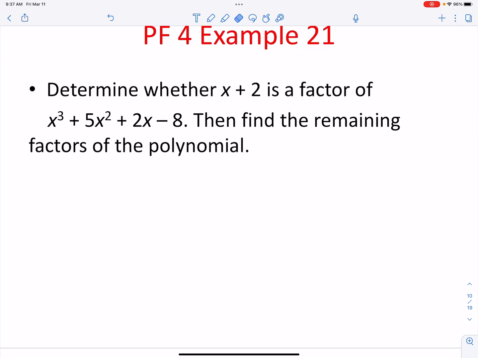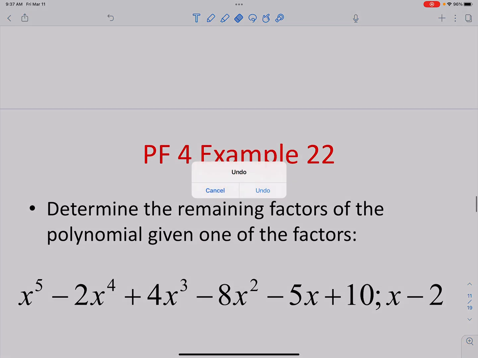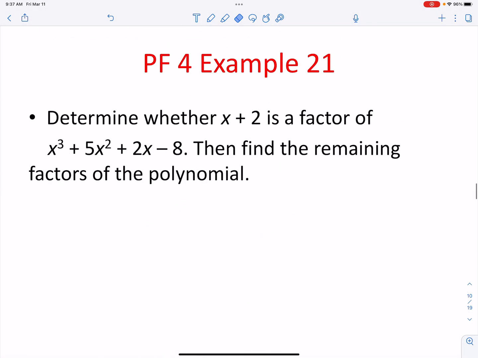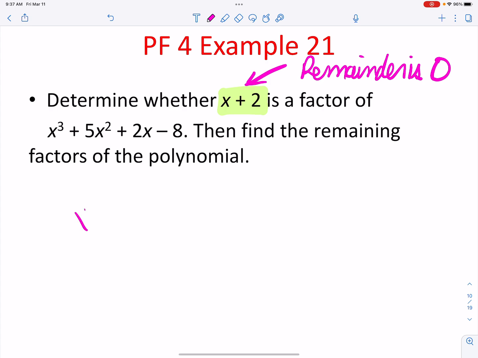Okay, now it starts to get a little bit different. Now it doesn't say this is a factor, it says determine whether it's a factor. If it is a factor, then, as we just talked about, my remainder is going to be 0. Okay, so I'm going to do x plus 2, x cubed plus 5x squared.